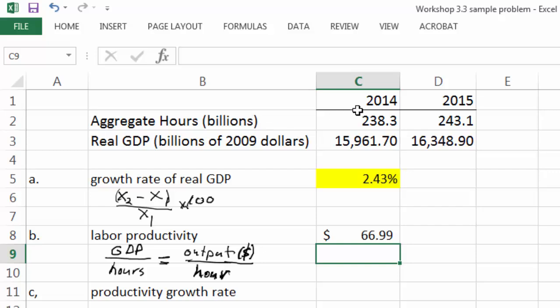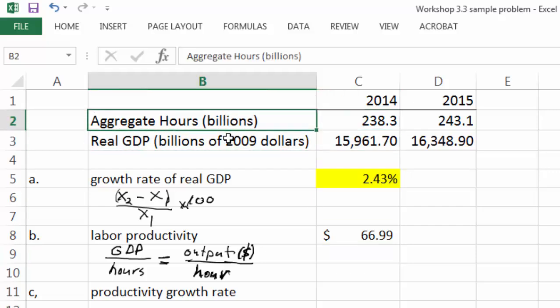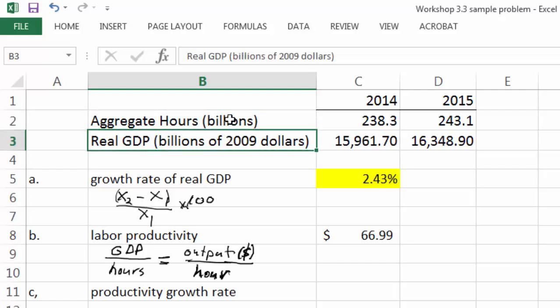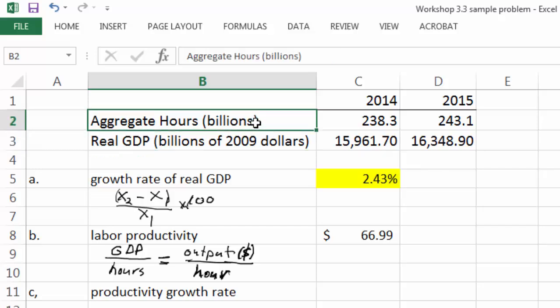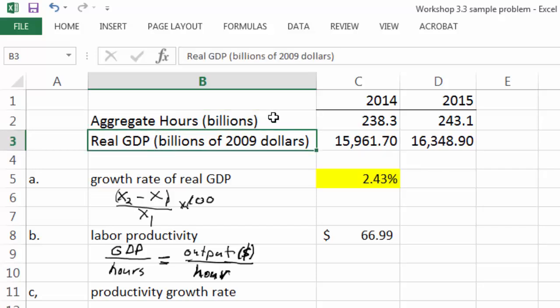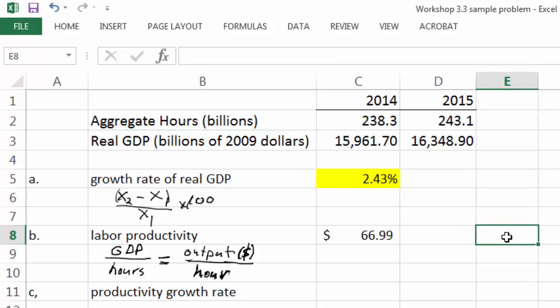Now, note here that the reason I can take this cell divided by this cell is because both of these data are expressed in billions, so they're in commensurate units. If they weren't, I might have to convert them. So if hours were in millions and GDP were in billions, I would have to convert one or the other so they were both in the same units. But since they're in the same units already, we're good to go.